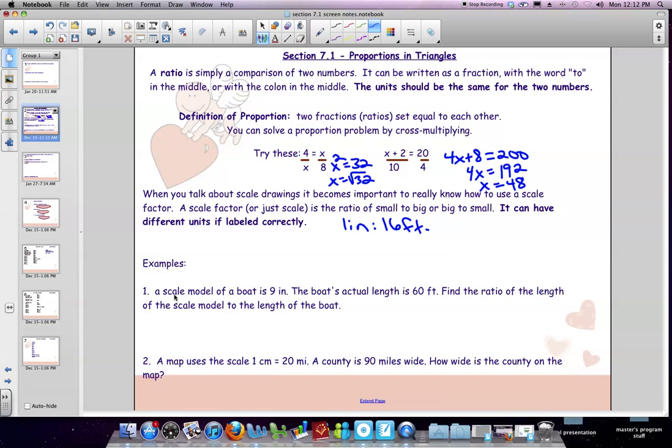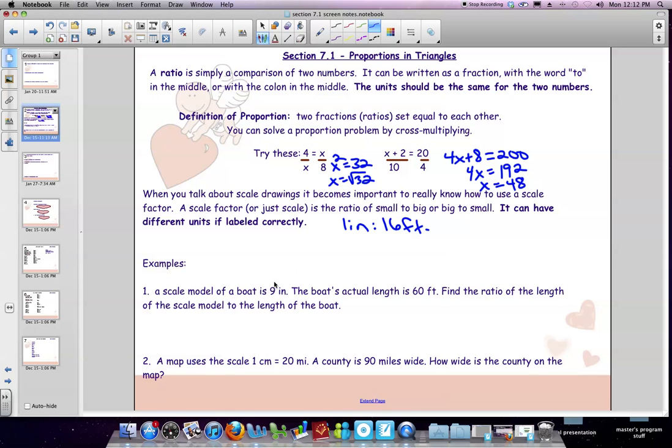An example of a problem in which you might need a ratio. It says the scale model of a boat is 9 inches. The boat's actual length is 60 feet. Find the ratio of the length of the model to the length of the boat. Okay, the first thing you have to pay attention to is when it says find the ratio, make sure that you're going to do it the right way.